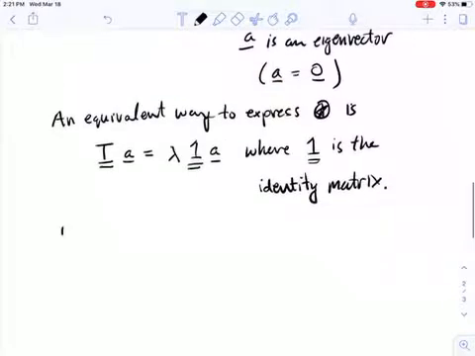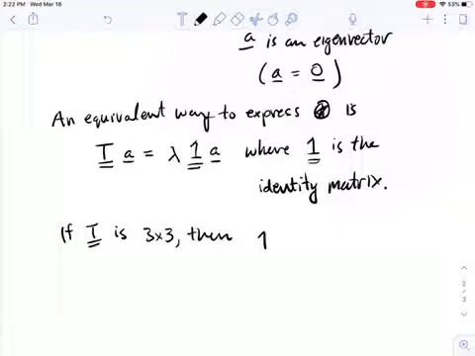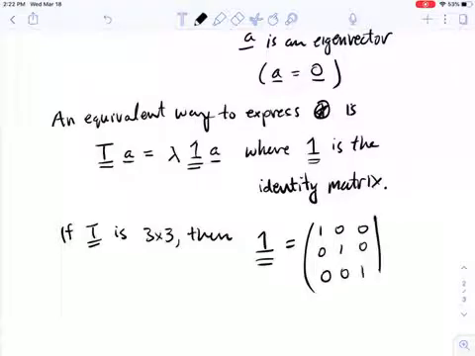So for example, if T is 3 by 3, then we would say the identity matrix in this case would just be a diagonal matrix where the diagonal entries are 1.